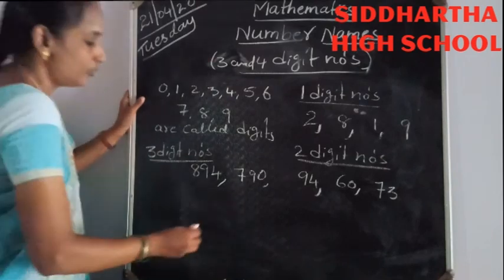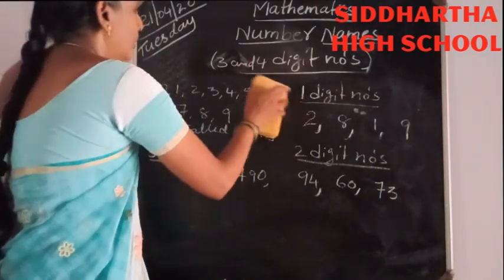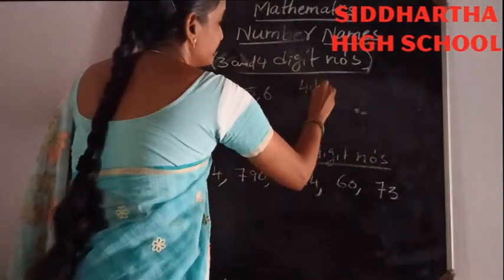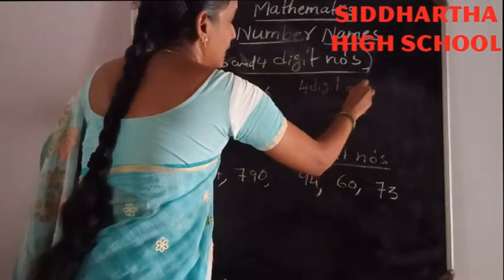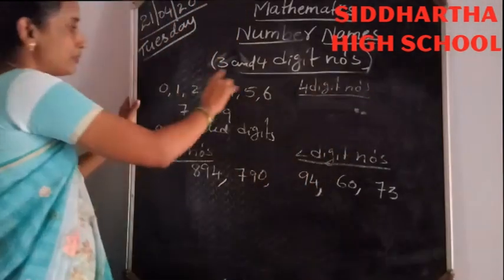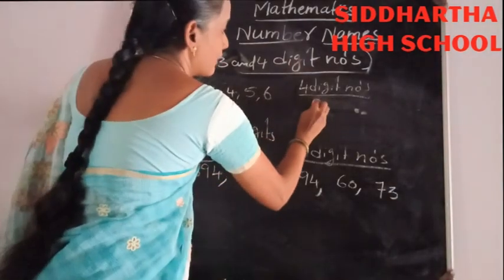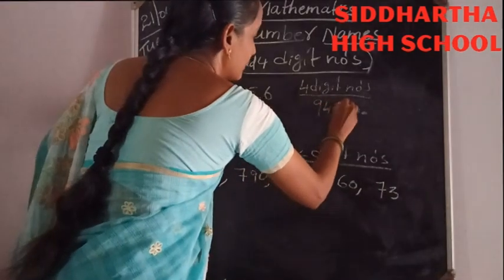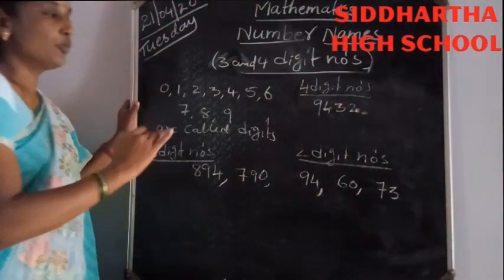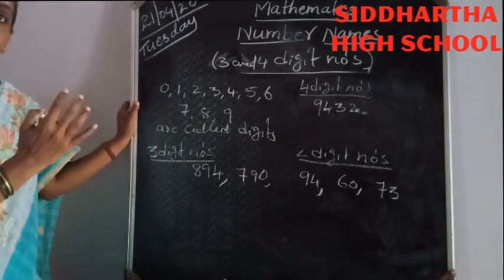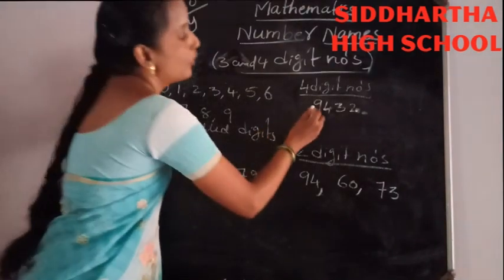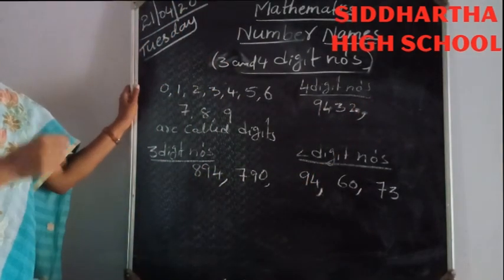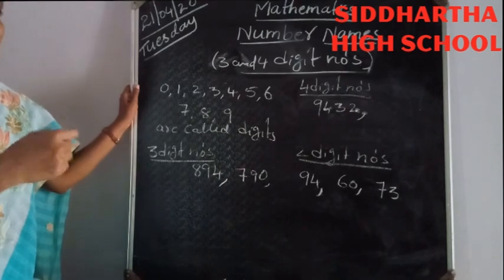Okay children, now 4 digit numbers. From this group we will select 9, 4, 3, 2. I selected 4 different digits and wrote them as a group. So it is called a 4 digit number. No need to select only different digits. You can select the same digit also.